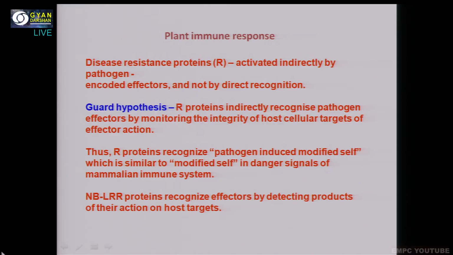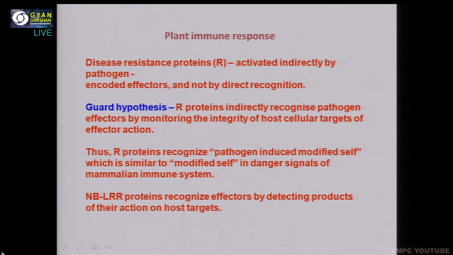Now, what does this guard hypothesis mean? Whenever there is a pathogen infection, the plant first tries to overcome that pathogen infection just by the external defense mechanisms, like it has a cell wall, and it has different other defensive barriers, just as we have.